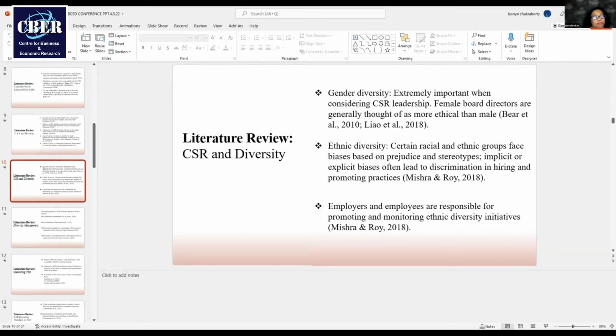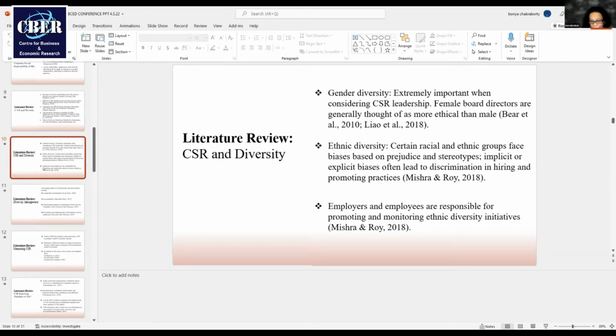Gender diversity is important, especially for this location, because the majority of the employees are female. And in CSR, companies with leadership roles held by women are generally thought of as being more ethical. Ethnic diversity is important because certain racial and ethnic groups face biases based on prejudice and stereotypes, whether they be implicit or explicit. And employees and employers are responsible for promoting, developing, or monitoring ethnic diversity issues.